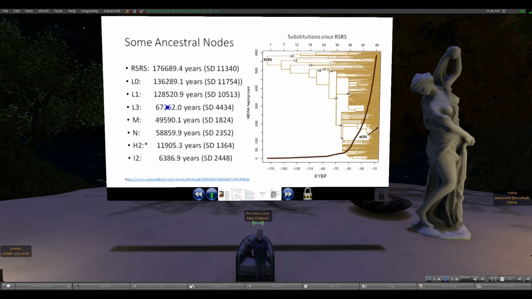L3, which is a group that left Africa, arose about 67,000 years ago. And then the two groups that diverged from L3 arose about 49,000 and about 59,000 years ago. So those are some of those major branch points. And then the revised Cambridge reference sequence is way over here. So it's very revised. So it's definitely a European sequence. But we'll see whether the RSRS becomes the new reference sequence or whether the Cambridge reference sequence continues to be used just because it's been used for so long.